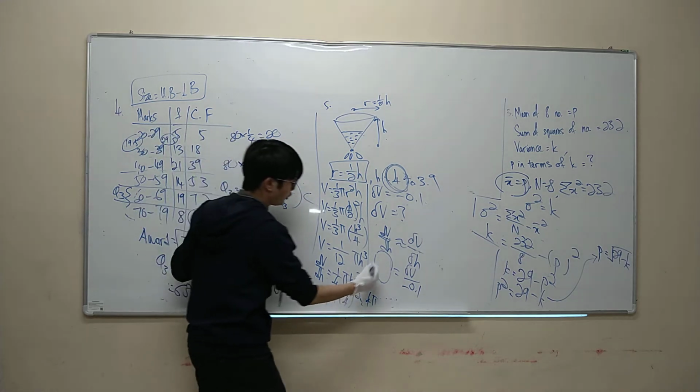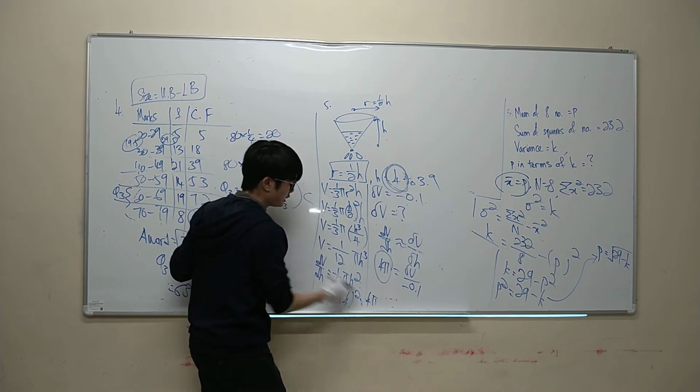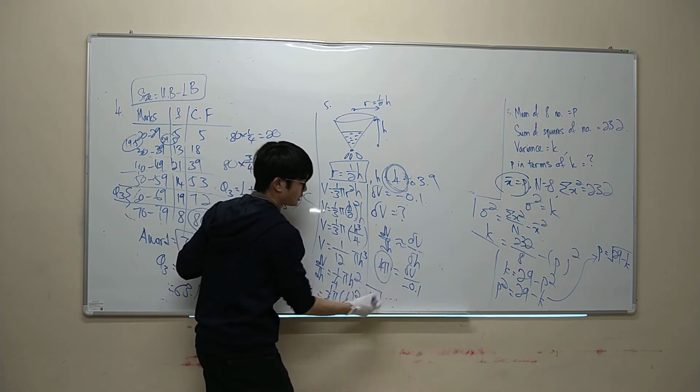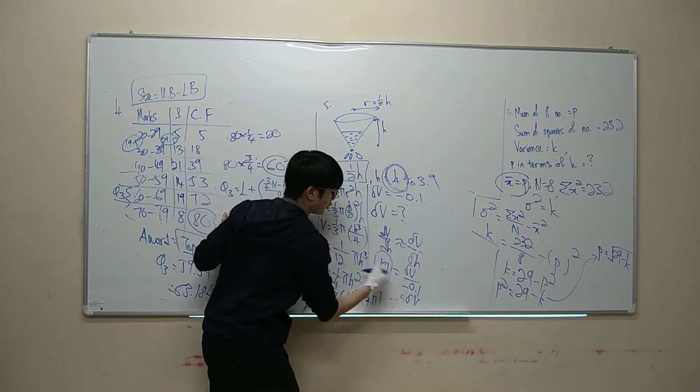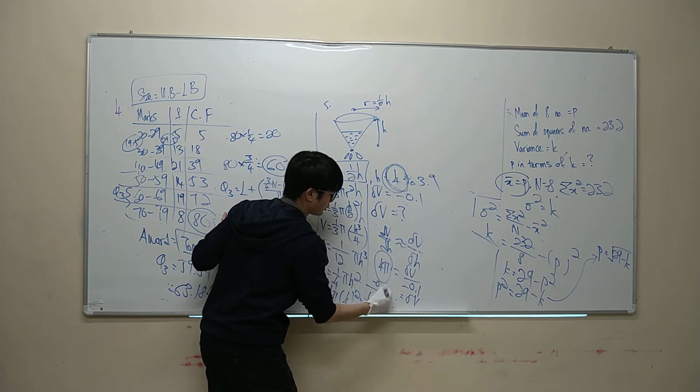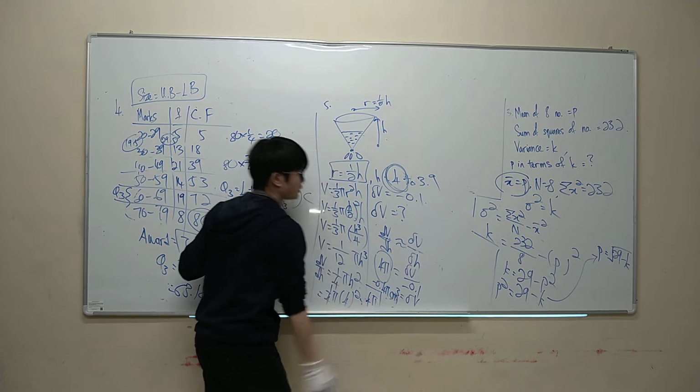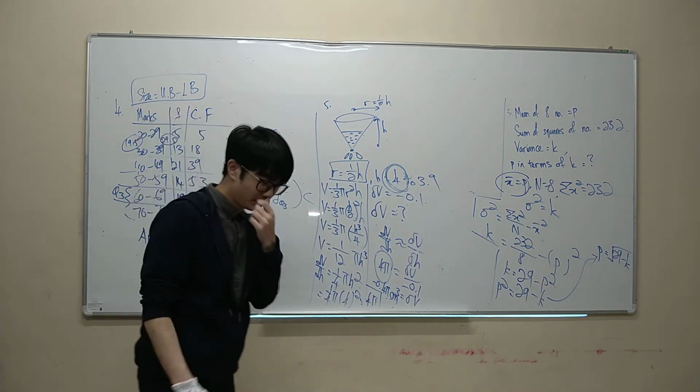Alright, 4 pi. Because we know dV/dh is 4 pi, substitute it here. So what is delta V? 4 pi times negative 0.1 is negative 0.4 pi. Since it's volume, you have to write cm cubed. That's the answer. Alright, what do you understand?